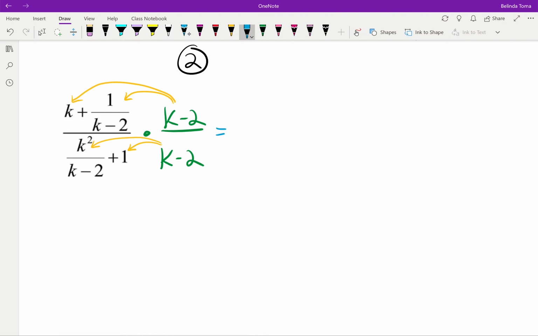So nothing cancels when we distribute to the k because there is no denominator. So we get k times the quantity of k minus 2. But when we distribute to 1 over k minus 2, we get k minus 2 over k minus 2, which is just plus 1. When we distribute to the denominator of the complex fractions, the k minus 2 cancels, so we're just left with k squared. But when we distribute to the 1, nothing cancels, so we actually have plus k minus 2. So now what we're going to do is distribute the k in the numerator.